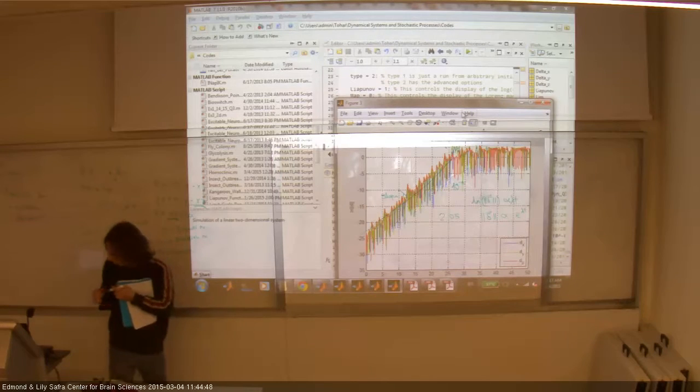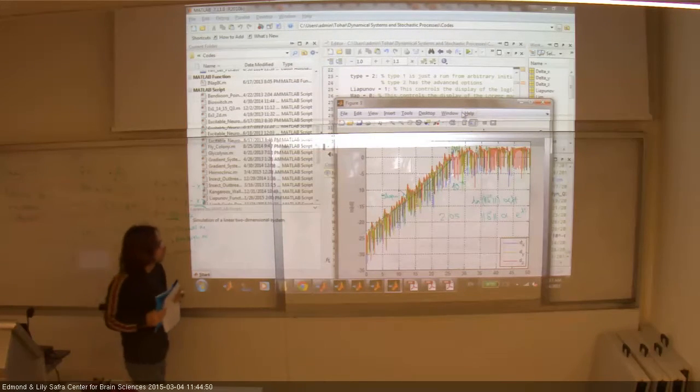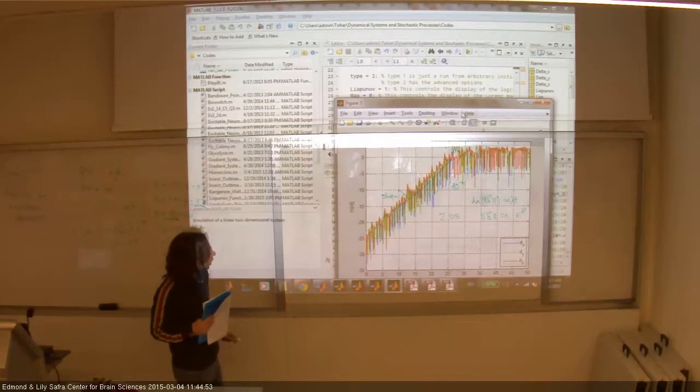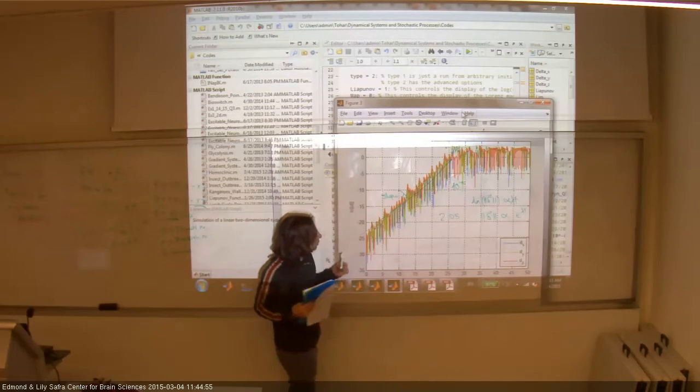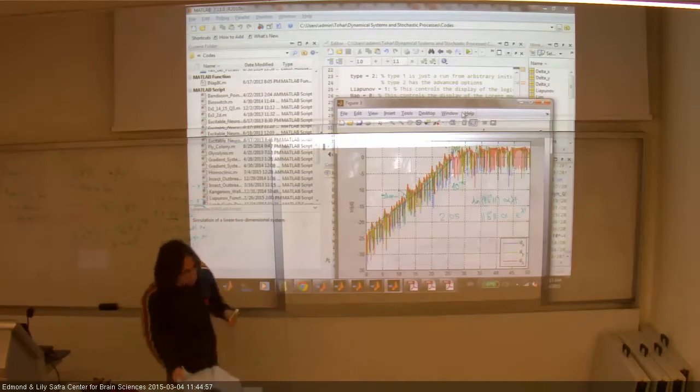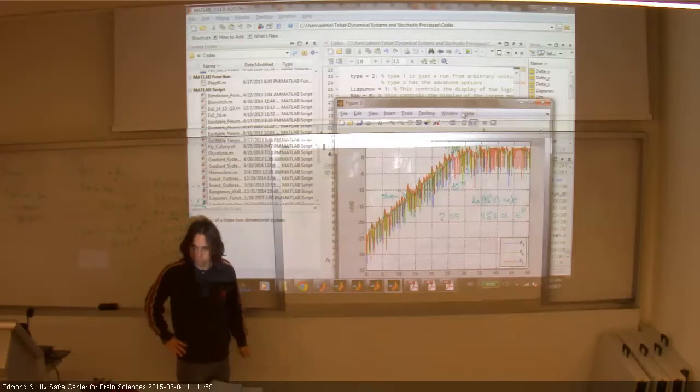Okay. Why is it that the behavior is essentially the same for every direction? Is that just a property of this particular system? In this system, yeah, it is.